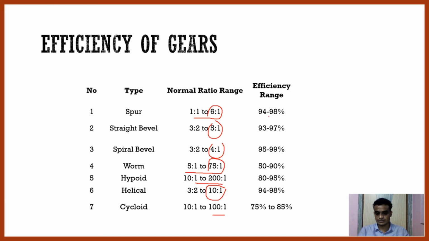Efficiency range: in all the gears, the spur gear and the helical gear have the maximum efficiency. Again, the worm gears have the minimum efficiency, and the remaining gears are in between the worm and worm wheel and the spur gear.